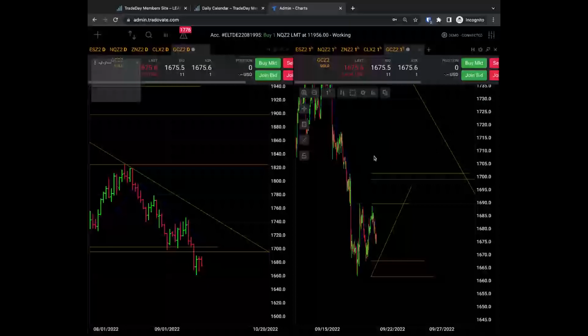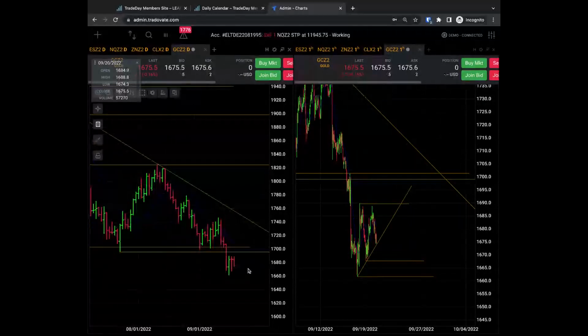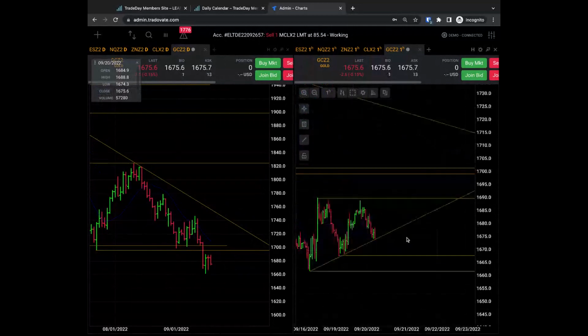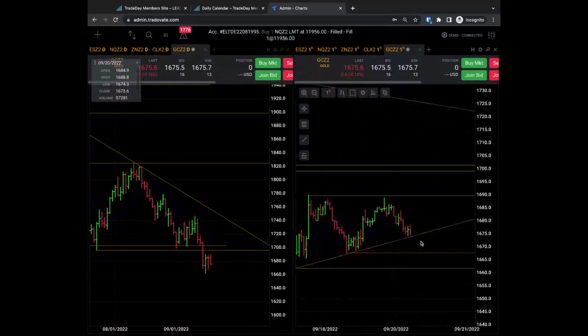Finally, gold. Gold is looking very, very soft, again breaking all levels of support. You know, it's a holding pattern ahead of the FOMC.